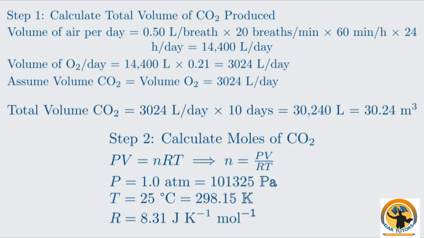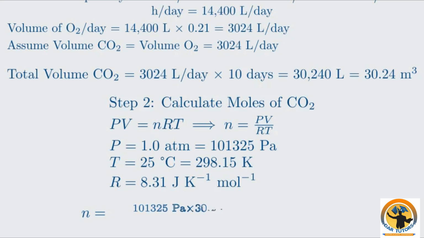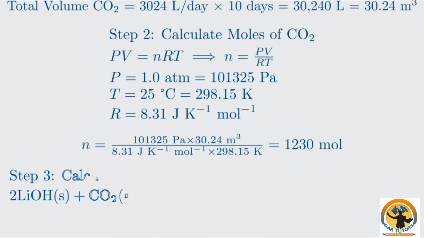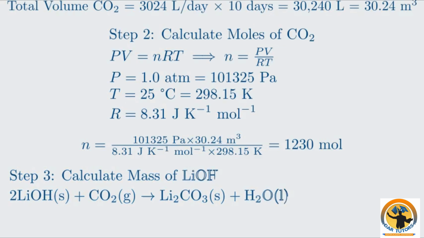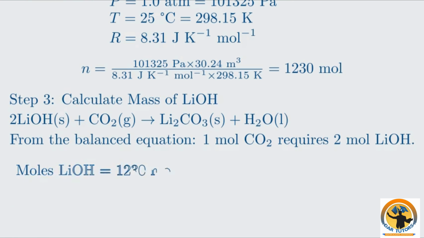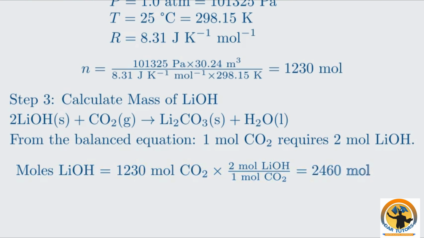First, we convert pressure to pascals and temperature to Kelvin. Plugging in the values, we find that the astronaut produces approximately 1230 moles of CO2. Finally, we use the stoichiometry of the reaction. The equation tells us that 2 moles of LiOH are needed for every 1 mole of CO2. Therefore, 1230 moles of CO2 requires 2460 moles of LiOH.